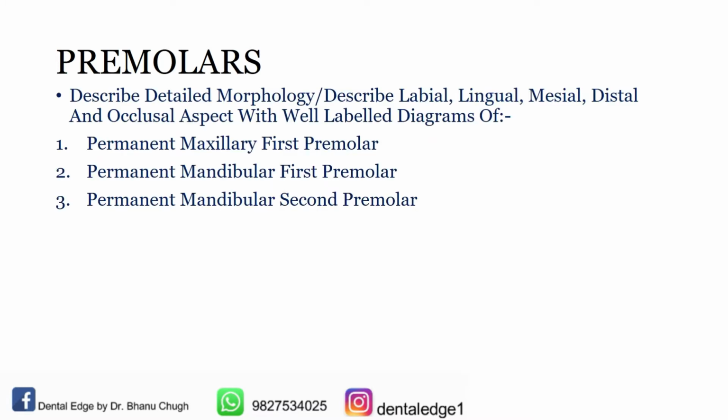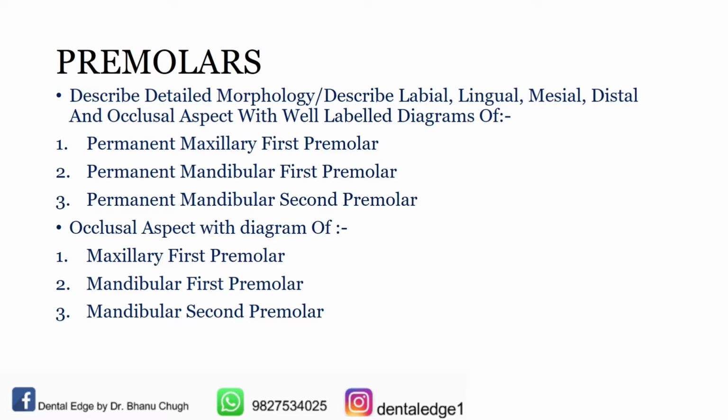Coming to premolars. In premolars, you can be asked to describe detailed morphology or describe the labial, lingual, mesial, distal and occlusal aspect, that is all aspects with well-labeled diagram of permanent maxillary first premolar, permanent mandibular first premolar and permanent mandibular second premolar. Any one of them can be asked as a long question. Then sometimes you can also be asked to write about the occlusal aspect with a diagram of maxillary first premolar, mandibular first premolar, mandibular second premolar.